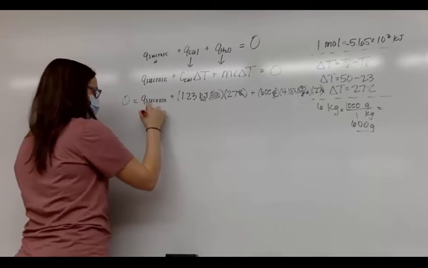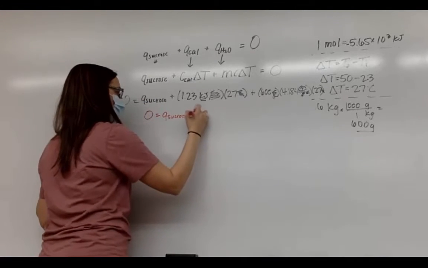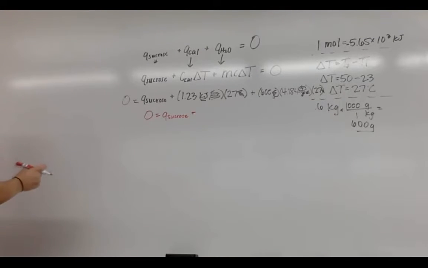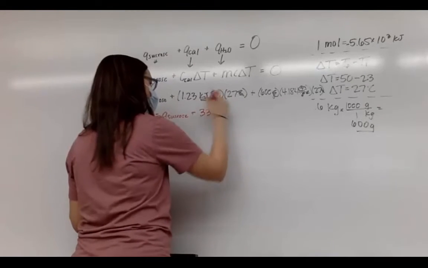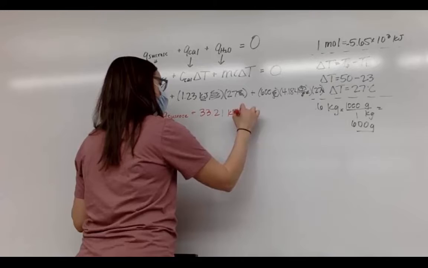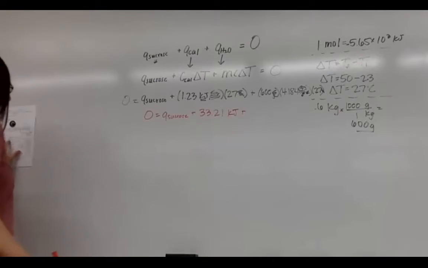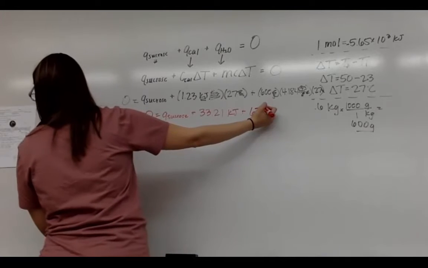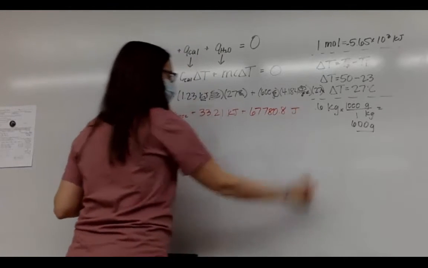So, we're solving for Q of sucrose. 1.23 times 27 is 33.21. Again, this is kilojoules. Plus 600 times 4.184 times 27 is 67,780.8 joules.